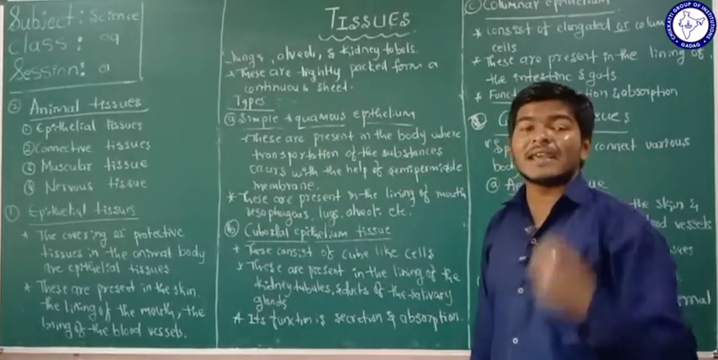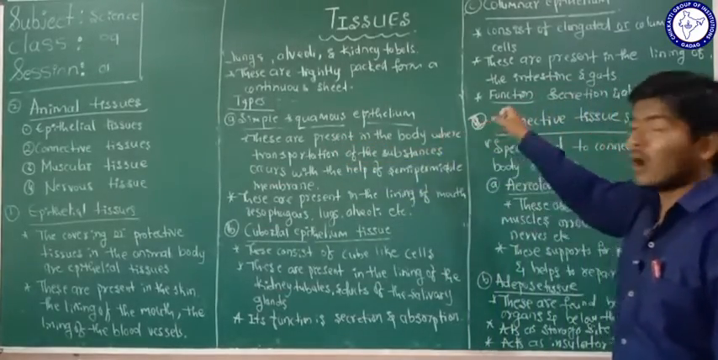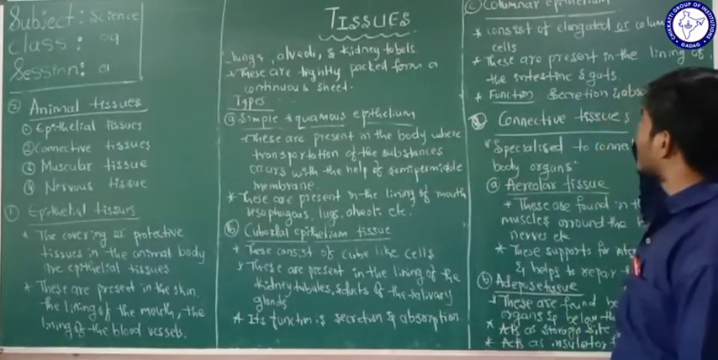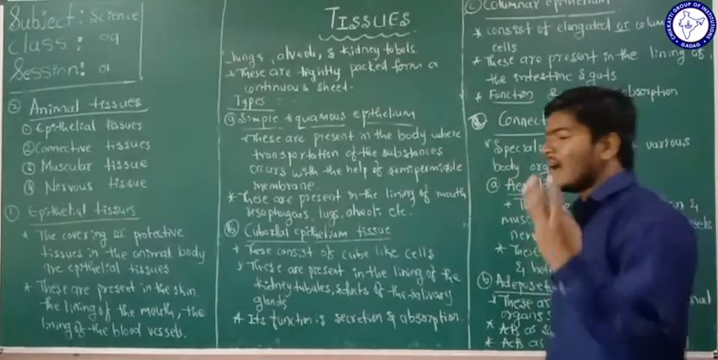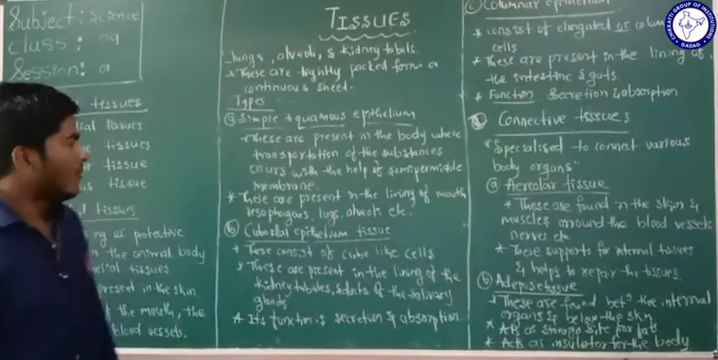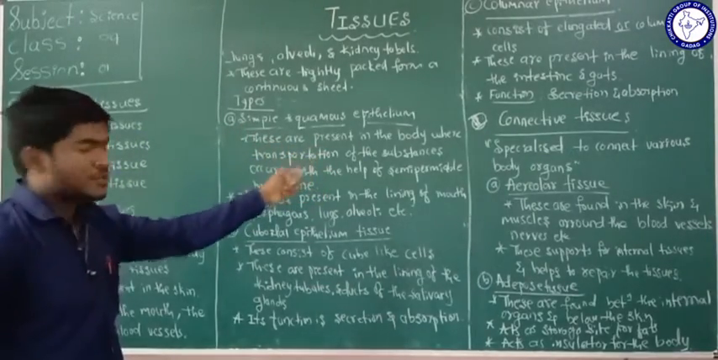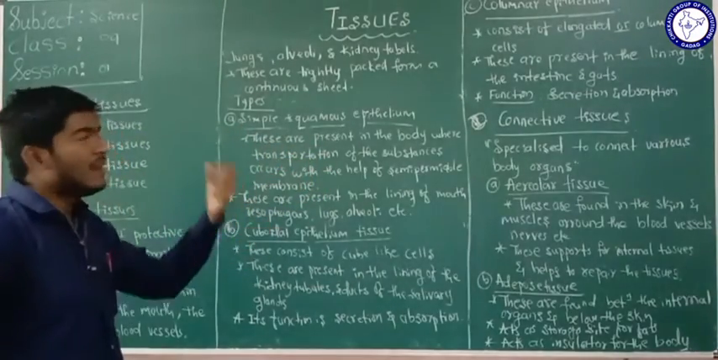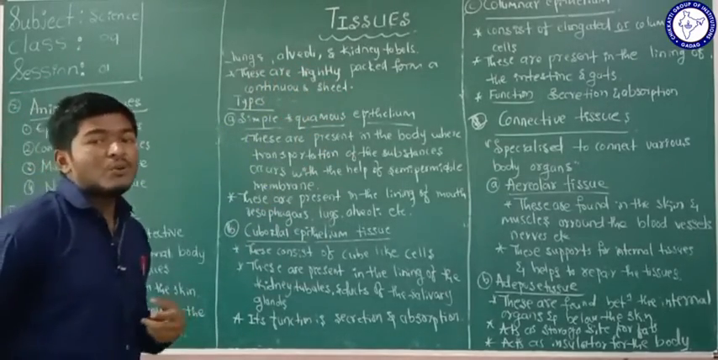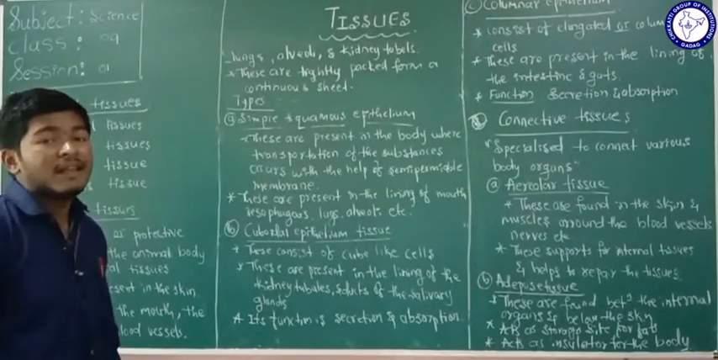There are different types of epithelial tissues present in our body. There are three types we are going to see in the animal body: simple squamous epithelium tissue, cuboidal epithelium tissue, and columnar epithelium tissue. Now we see where they are present. The first one is simple squamous epithelium tissue.